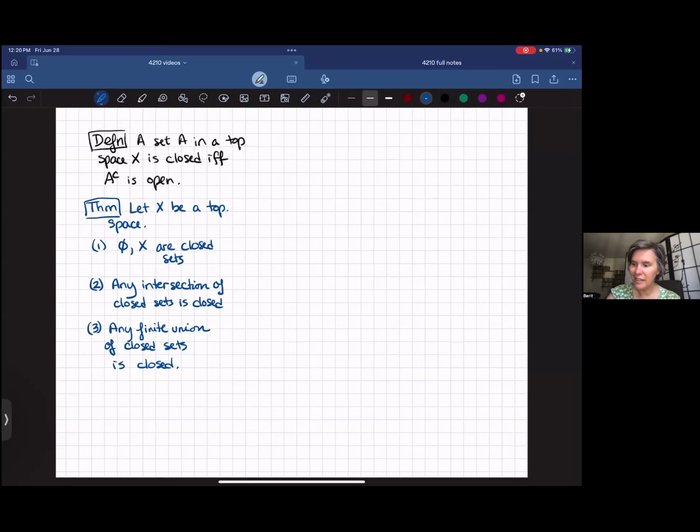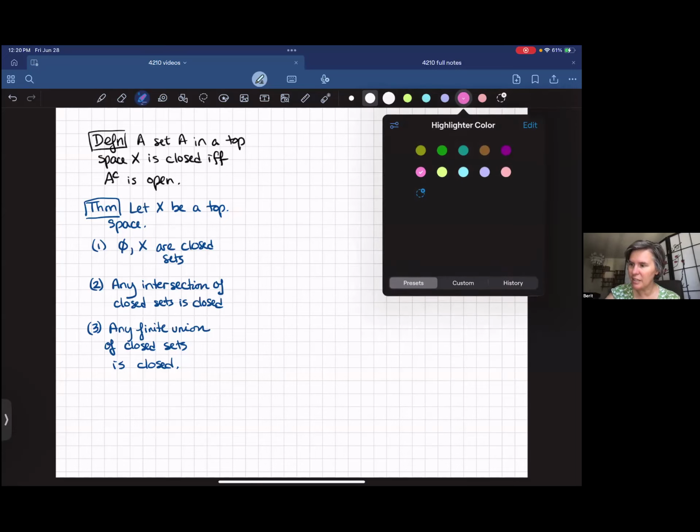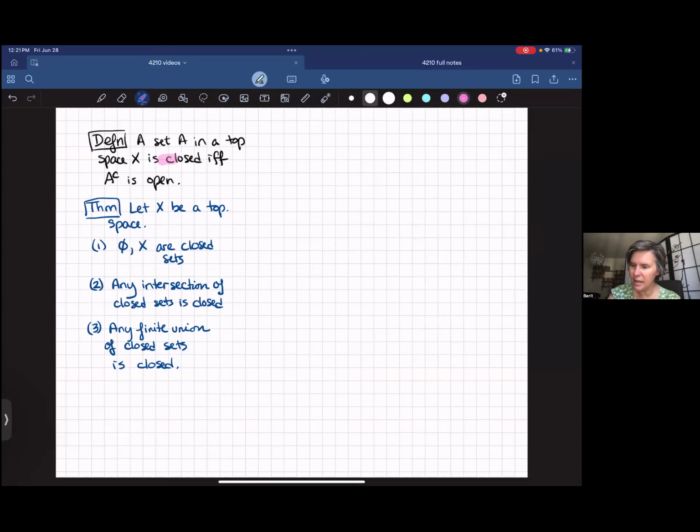So recall that the definition of a closed set in a topological space is that a set A is closed if and only if its complement is open. So if you want to use the definition to tell if a set is closed, you just have to take the complement of the set, figure out whether the complement is open, and if it is, then you know your set is closed. Okay? And the fundamental theorem about closed sets says how they can be combined.